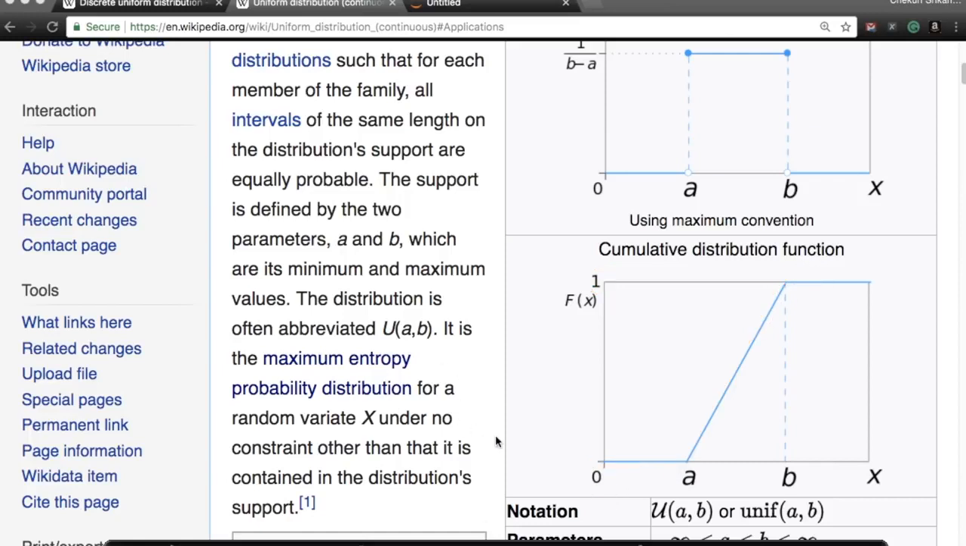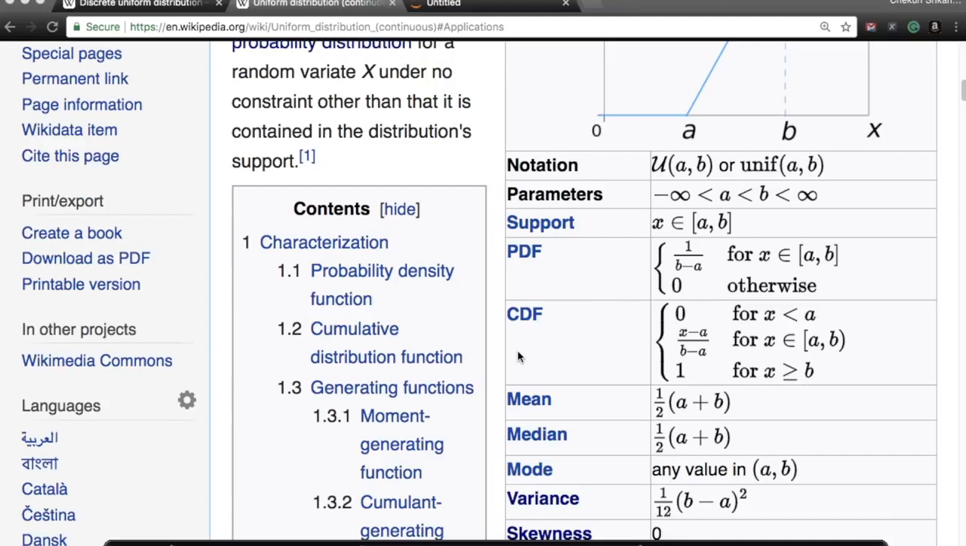Again, Wikipedia summarizes all of this information brilliantly for you. What it says is the parameters are a and b. Of course, a should be strictly less than b, a should be greater than minus infinity, and b should be less than infinity. And what is the PDF? It says it is 1 by b minus a if x belongs to the interval a comma b. Everywhere outside of that, it's 0. You can also compute the mean and median, which are a plus b by 2 and a plus b by 2, just like our discrete uniform distribution.